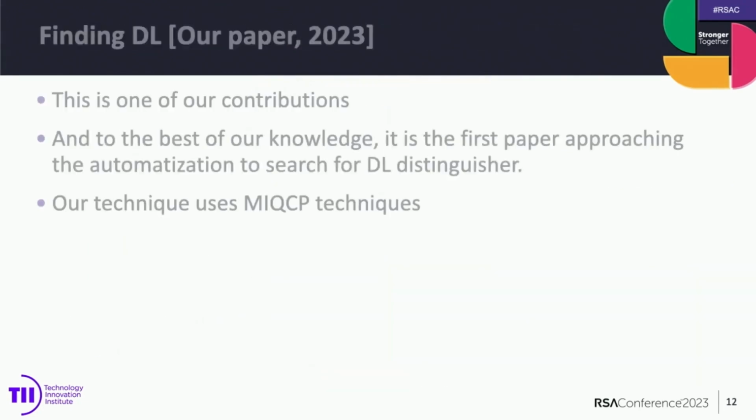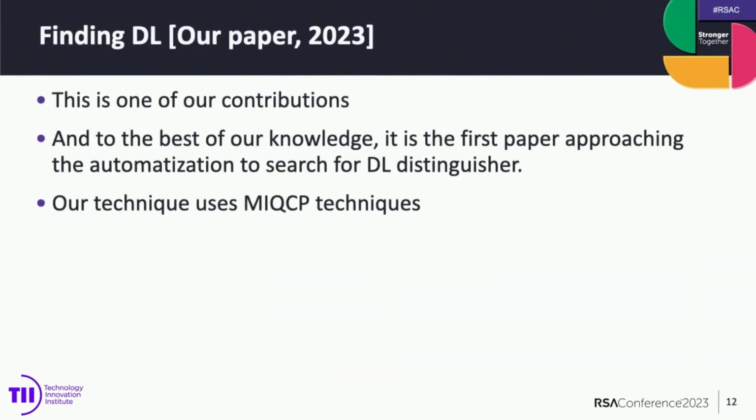Okay, so we propose a way to automate the search for differential-linear distinguishers, relaxing this limitation. This is one of our contributions, and to the best of our knowledge, this is the first paper approaching the automatization to search differential-linear distinguishers. Our techniques use mixed integer quadratic constraint programming, okay, as we can see later.